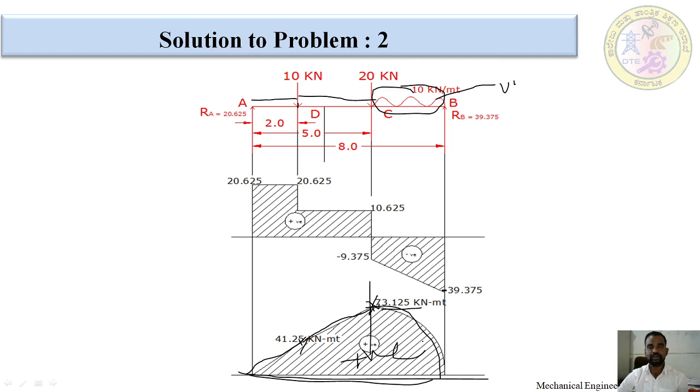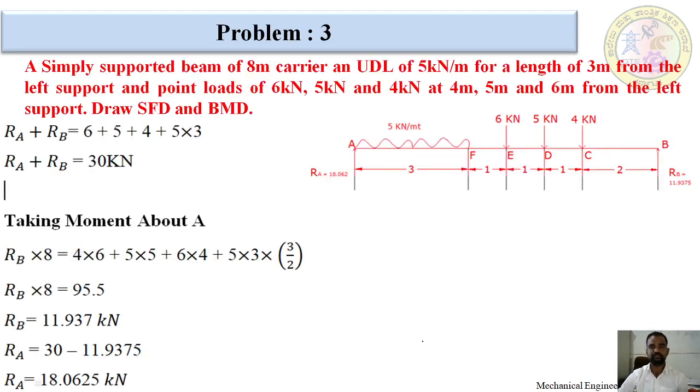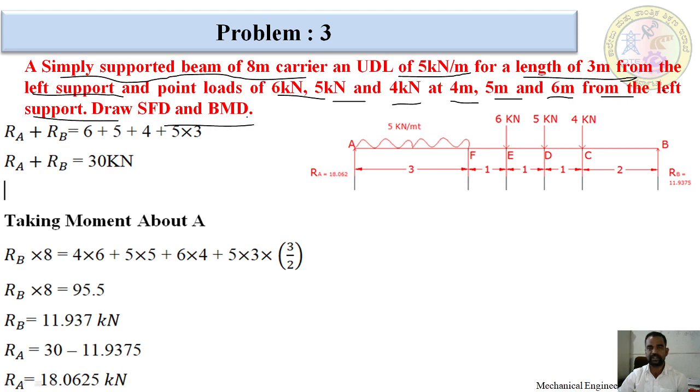Next slide we are going to move on to problem number 3. This is also a simply supported beam of 8 meter, which carries a UDL of 5 kilonewton for a length of 3 meter from the left support, and point loads of 6 kilonewton, 5 kilonewton and 4 kilonewton at distances of 4 meter, 5 meter and 6 meter from the left support. Draw SFD and BMD. Accordingly, I will draw here. First they have given one simply supported beam.